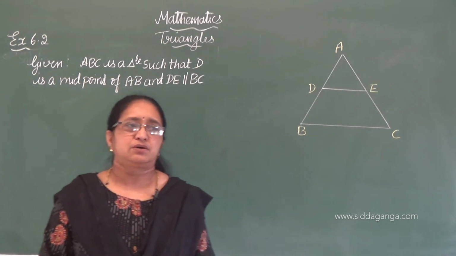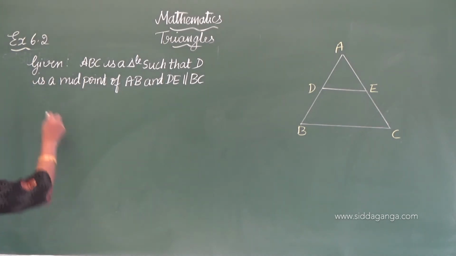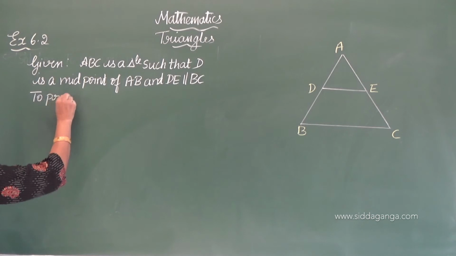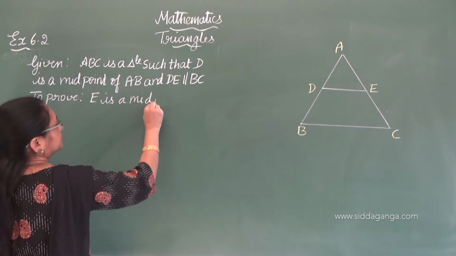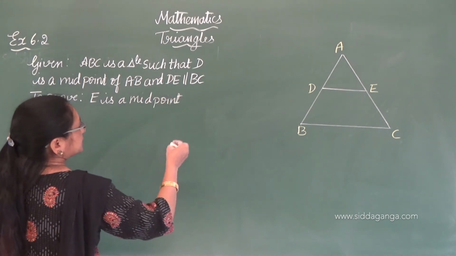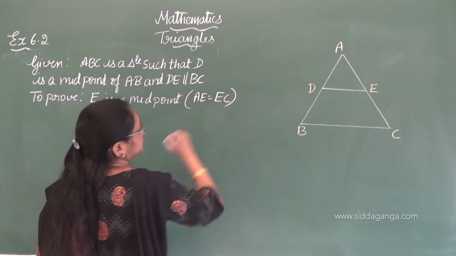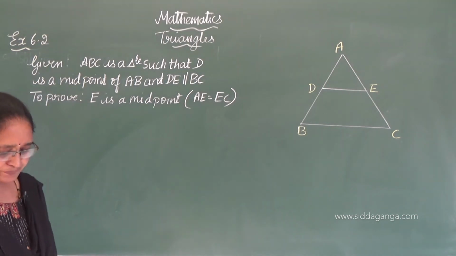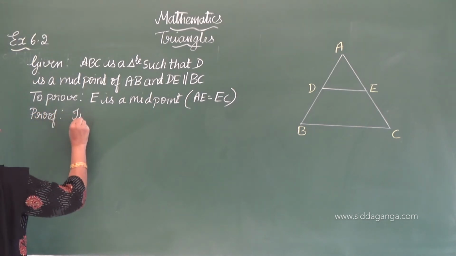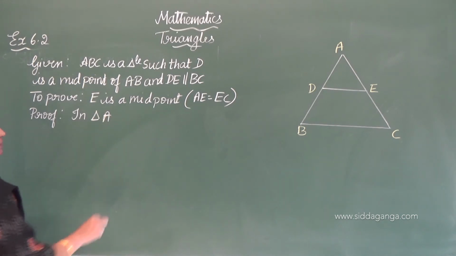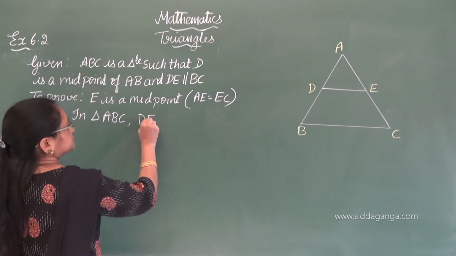Now by using BPT, okay, let us write to prove. What you have to prove? To prove E is a midpoint. You have to prove that E is a midpoint, or you can prove AE is equal to EC. Both are same. Okay. Next, proof. In triangle ABC, DE is parallel to BC.